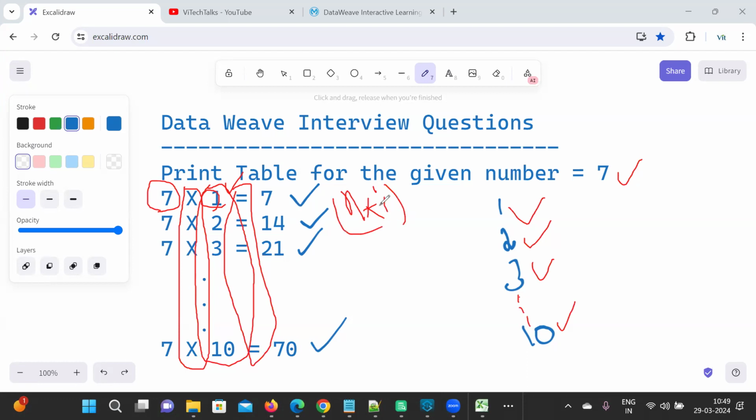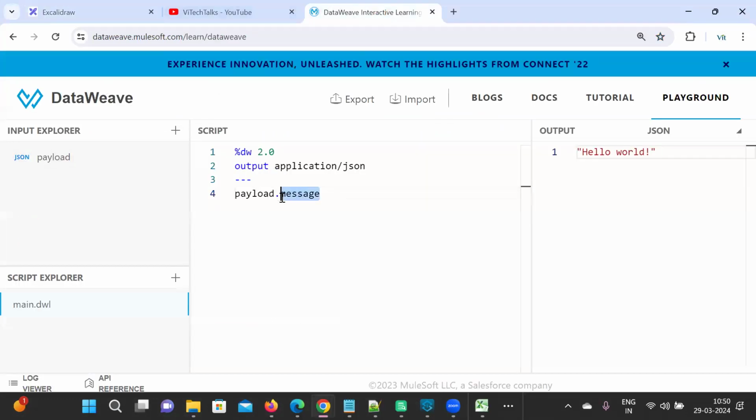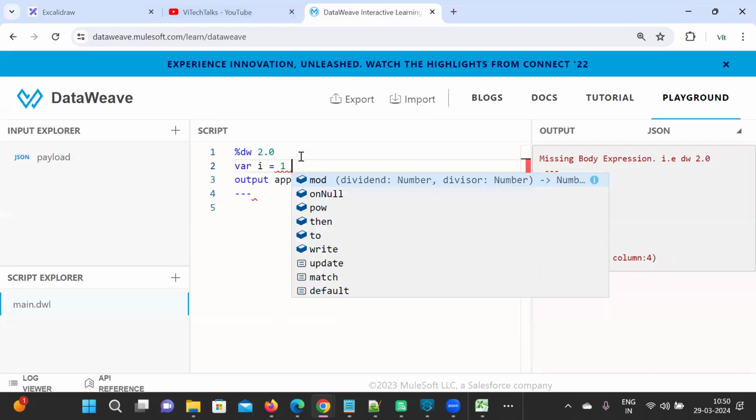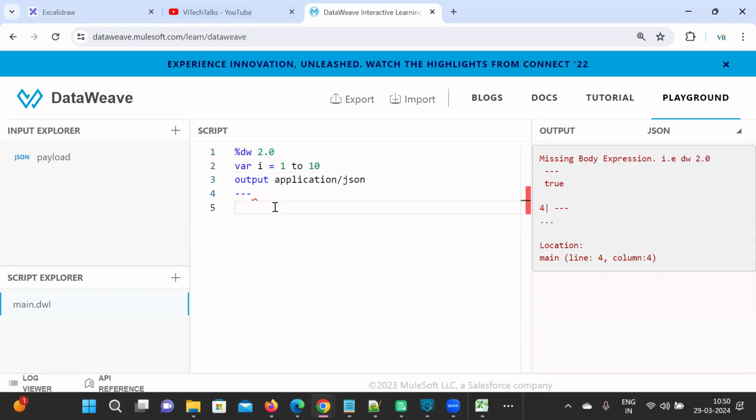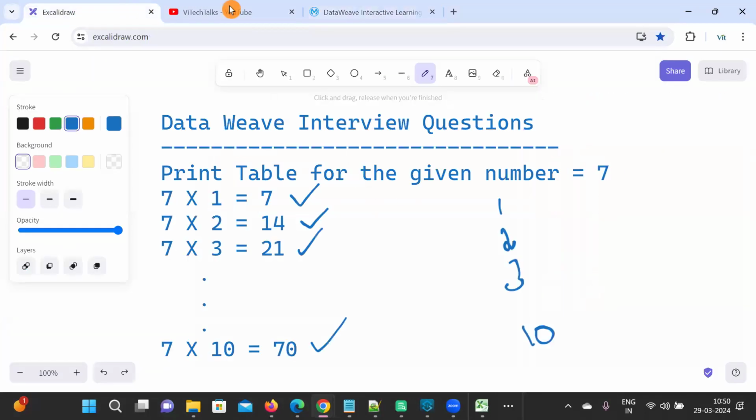You know how to multiply two numbers, but here we need to frame the sentence with all the strings and numbers. That is very important. Let's try to solve this problem. Go to the DataWeave playground. First we'll try to print the numbers, where i equals 1 to 10. Just observe here, if you print i, the numbers are printing. Now you need to iterate, or repeat one by one, and frame the sentence like this, 7 1 7. How to do this?